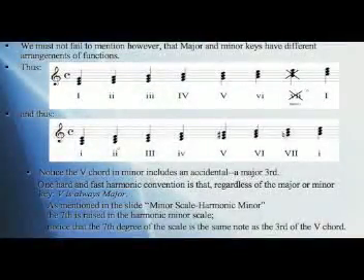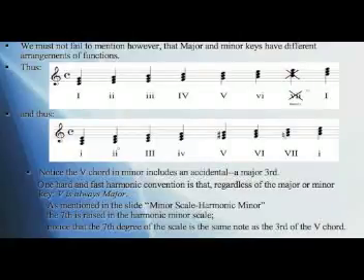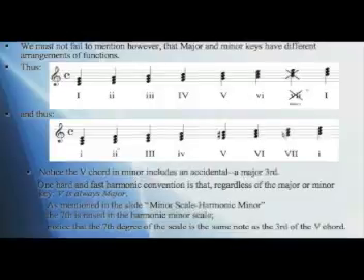We must not fail to mention, however, that major and minor keys have different arrangements of functions. In major, 1 is major, 2 is minor, 3 is minor, 4 is major, 5 is major, 6 is minor, 7 is diminished. In minor, 1 is minor, 2 is diminished, 3 is major, 4 is minor, 5 is major, we'll come back to that, 6 is major, and 7 is major. Notice that the 5 chord has an accidental in it. We'll get back to that.